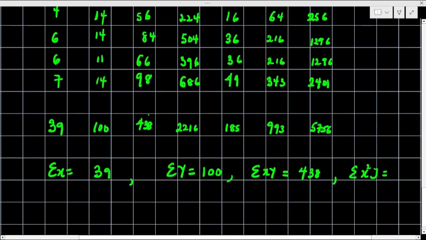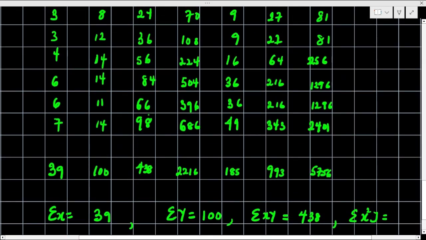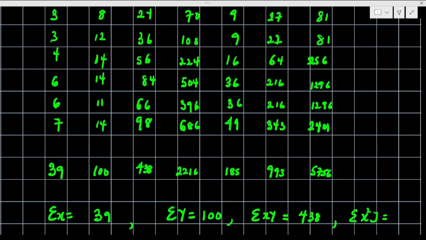Now, when we have all of these values, what do we need to do? We need to add them together. When we add all of this together, it gives me 39. When we add all of this together, it gives me 100, then 438, then 2216, then 185, then 993, and then 5756.